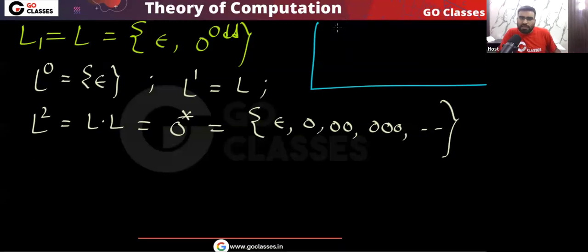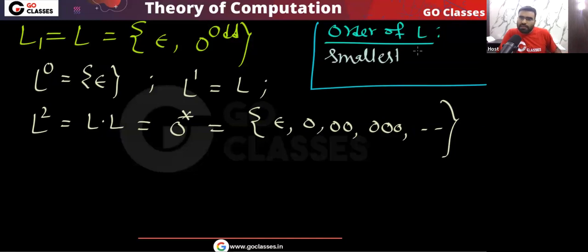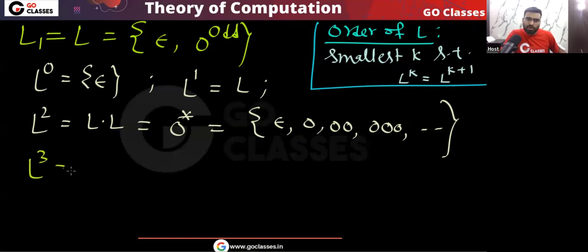I'm asking, because remember, order of L, what is that? Focus. What is order of L? This is the smallest k such that L power k is equal to L power k plus 1. So far, did you get L power k equal to L power k plus 1? No. So we have to find what is L power 3 also.